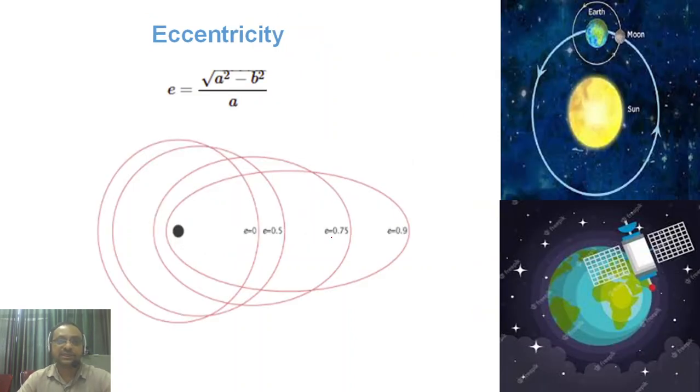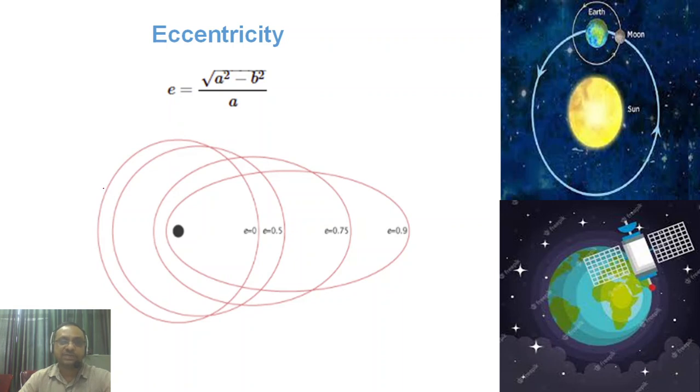Now eccentricity. The value of eccentricity fixes the shape of the satellite orbit. Eccentricity tells about the shape or behavior of the orbit. This parameter indicates the deviation of the orbit shape from the perfect circle. You can see in the figure many orbits are shown.